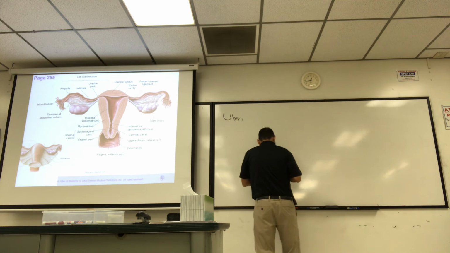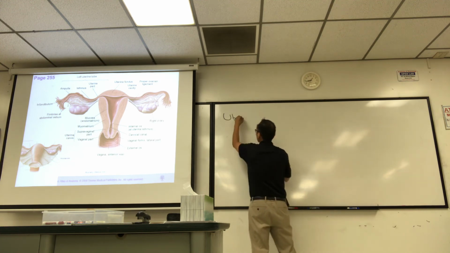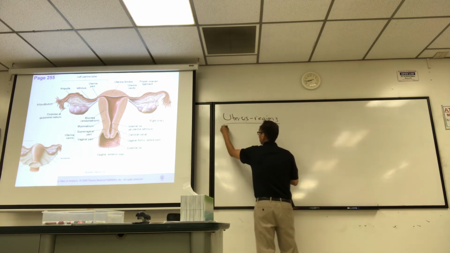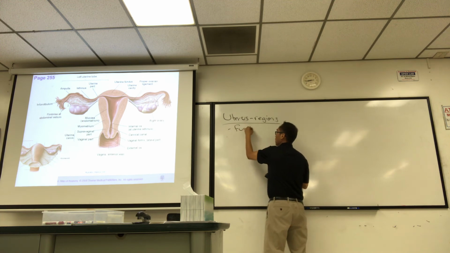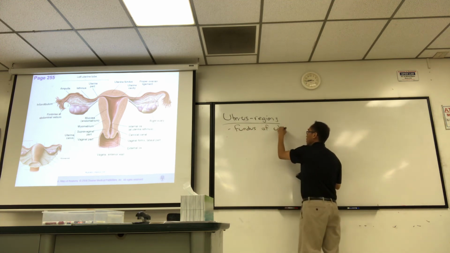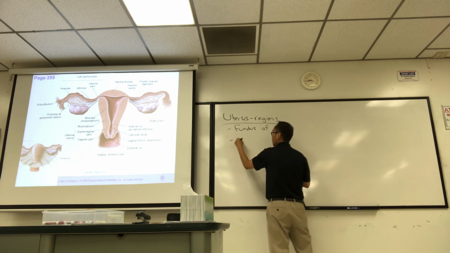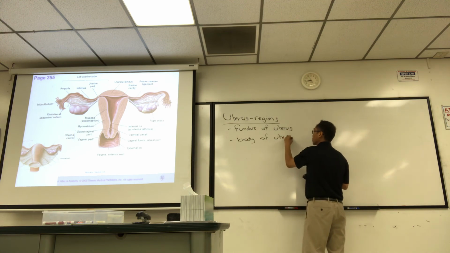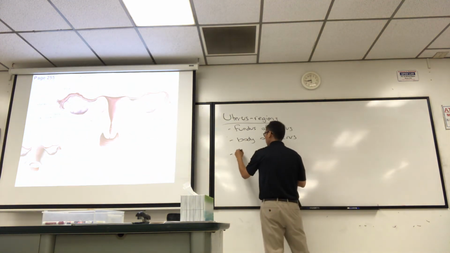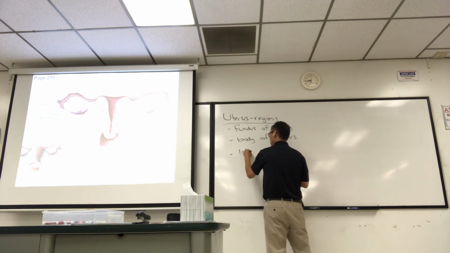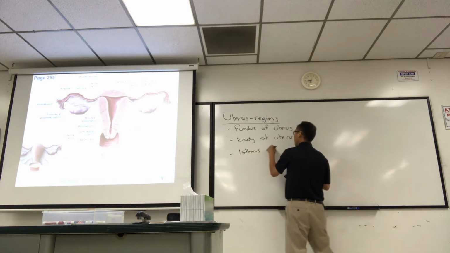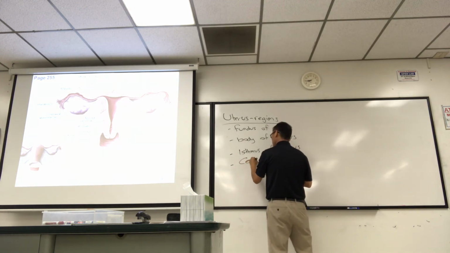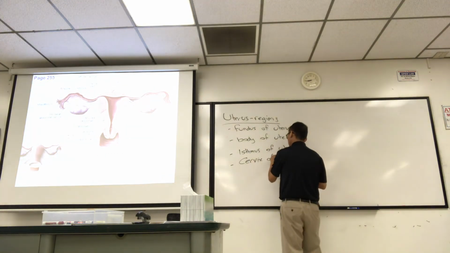So the uterus has regions. Let me write that down. Uterus. So the regions include fundus of uterus, the body of uterus, and there's a line called the isthmus, as well as the cervix of uterus.